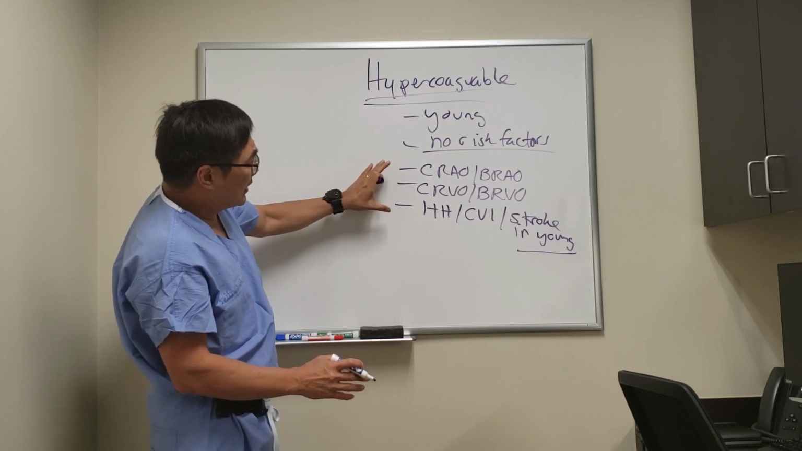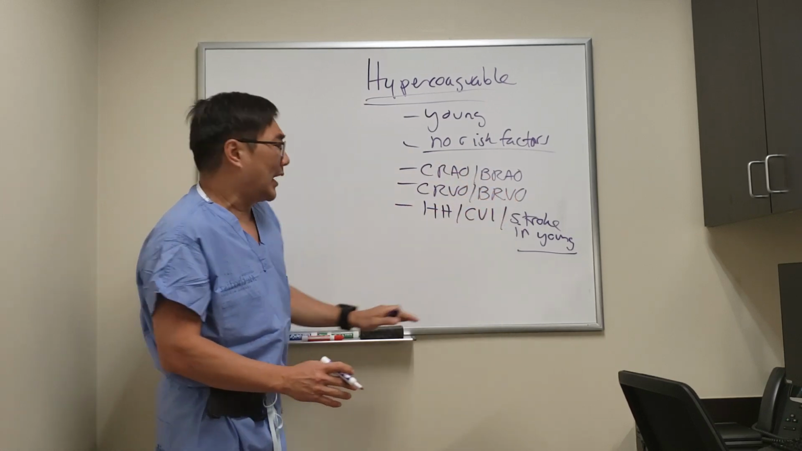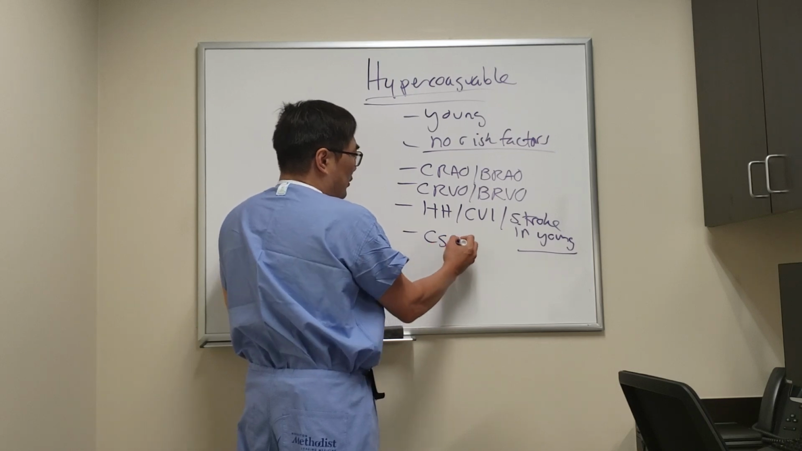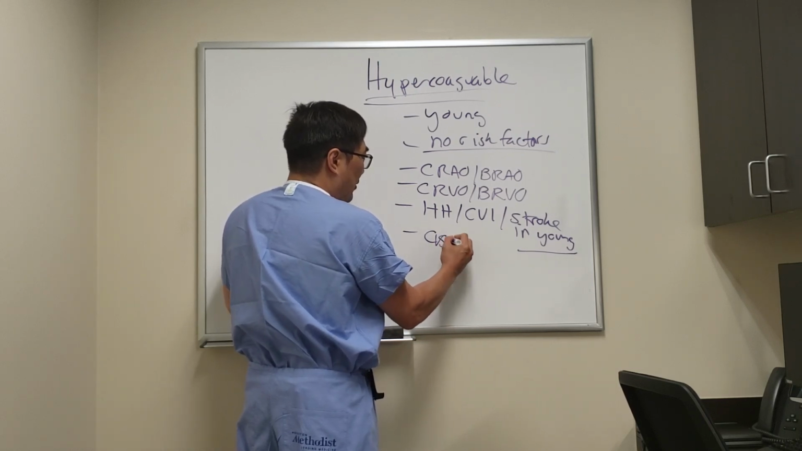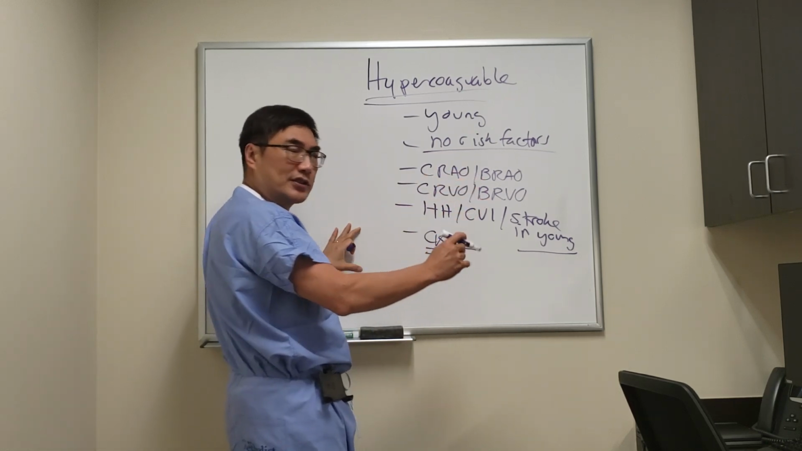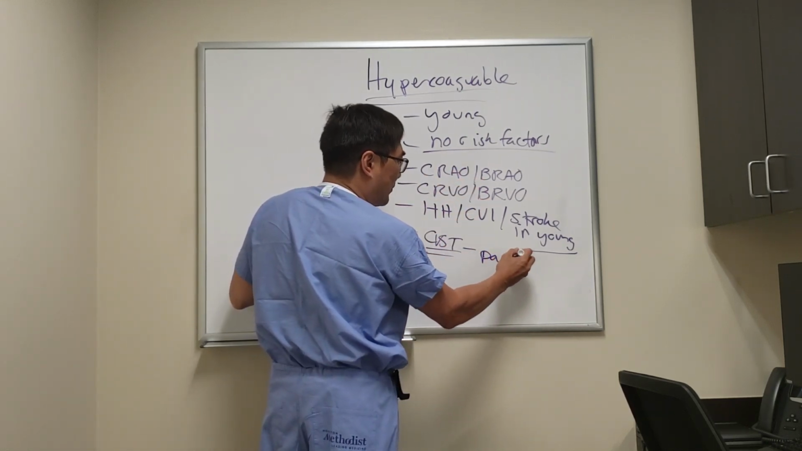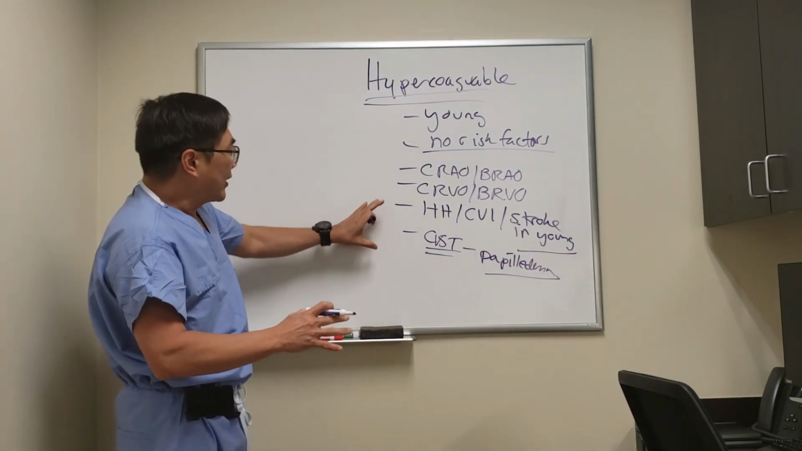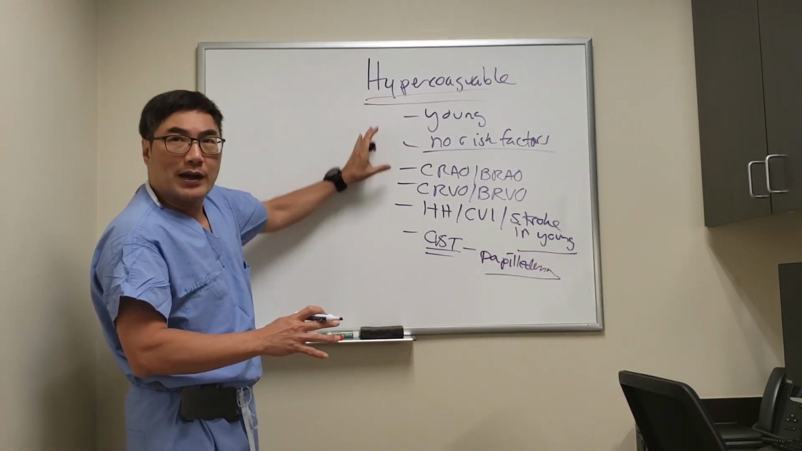So when we're dealing with these stroke syndromes in the eye, another one that you need to know is cerebral venous sinus thrombosis. So when we have a sagittal sinus thrombosis or a transverse sinus thrombosis, that's going to present with papilledema, and it might even look like IIH. That's another one of these worrying about hypercoagulable state.